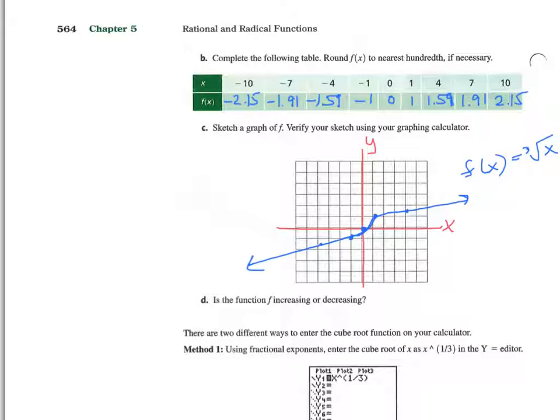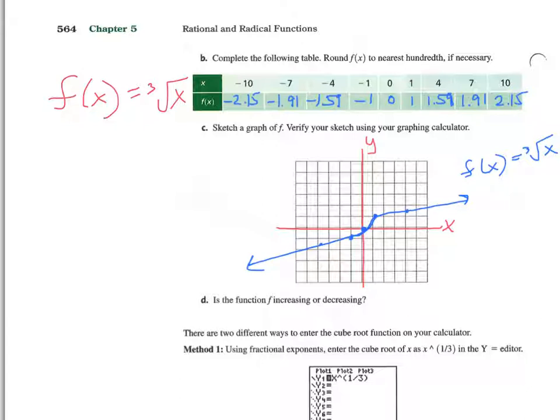I'm sorry, they're not using the volume formula here. This one is just a very basic cube root of x. Fill out this table and graph your points, and you'll see that this graph goes on and on forever in both directions.